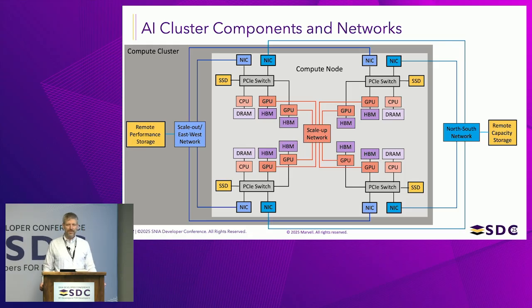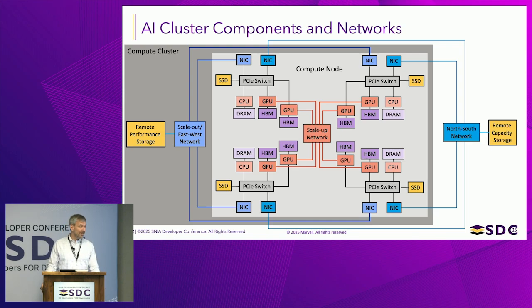And then you have another network, typically called the north-south network, that can connect multiple compute clusters together, or even multiple data centers together. And that also employs Ethernet, and there again, you would have storage there as well, and usually the focus there is capacity, and that's the remote capacity storage that I mentioned earlier.